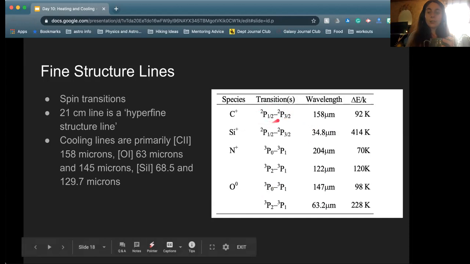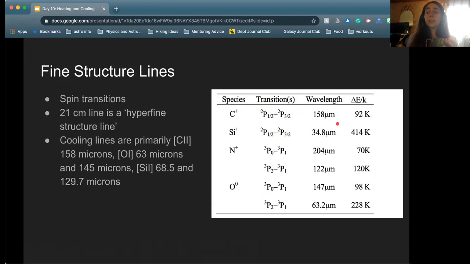What this transition is showing here for the C+ means we have this electron in the second energy level P shell changing from a 1/2 spin to a 3/2 spin. More chemistry than I want to do, more quantum mechanics. Enough that it's a spin flip of singly ionized carbon, which radiates at a wavelength of 158 microns, so very, very, very long, and it's a low energy transition. The temperature of this transition, kind of weird to think about it, is about 92 Kelvin.